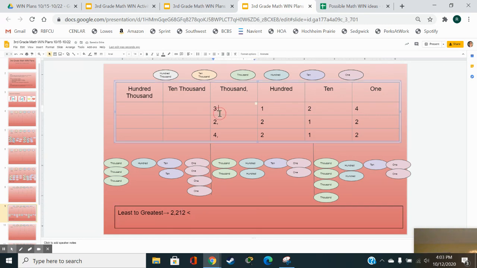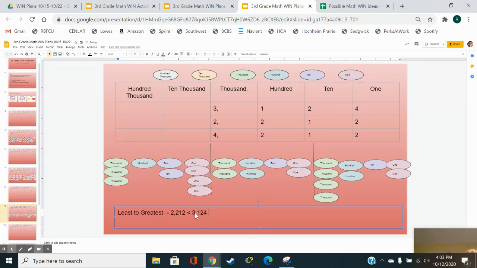So now I have 3,000 and I have 4,000. Well, if I'm going from least to greatest, I want to know which one's smaller. So are 3,000 or 4,000 smaller? That's right, 3,000 is smaller. So I'm going to write my next number, which is 3,124. And I'm going to write it right here.